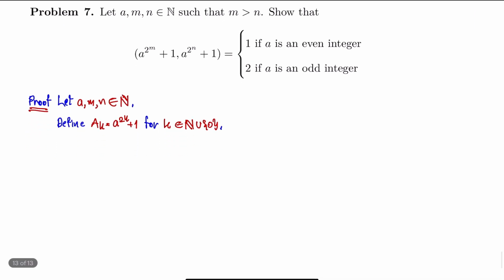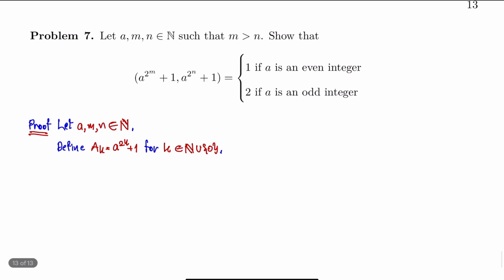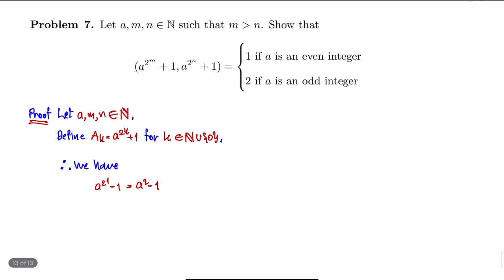Okay, great. Now, once we define this, what do I want to do? I want to write a to the 2 to the m plus 1 as a product of something that contains this term. Let's start with a to the 2 to the 1 minus 1, which is a squared minus 1, and it can be factorized into a minus 1 times a plus 1, which is a minus 1 times a to the 2 to the 0 plus 1.